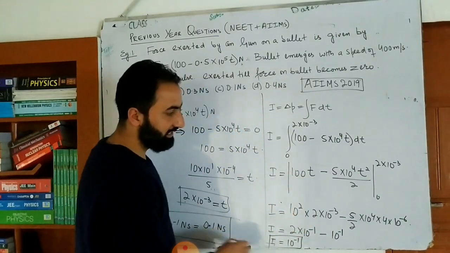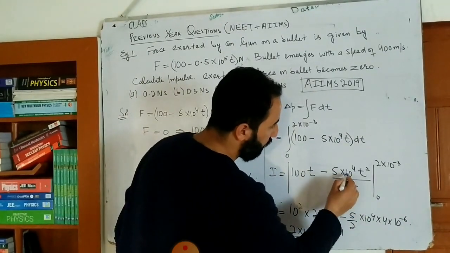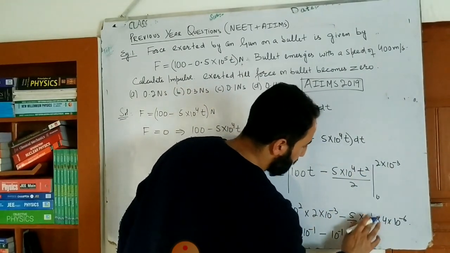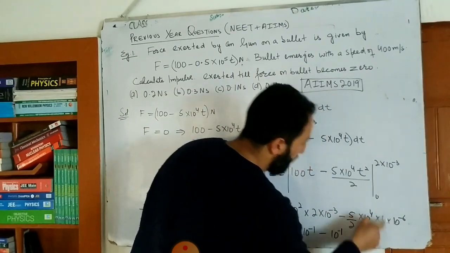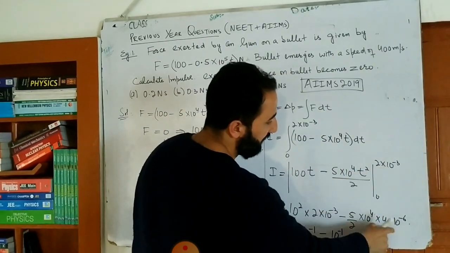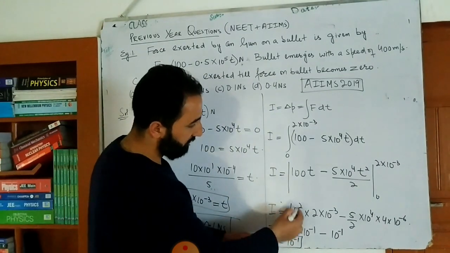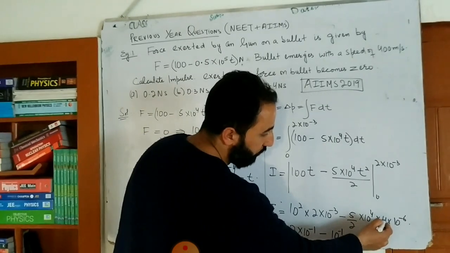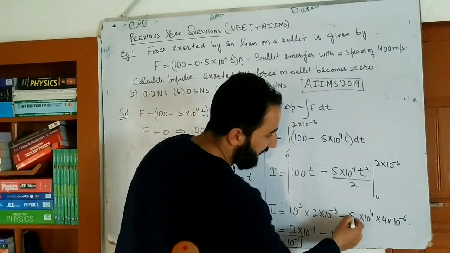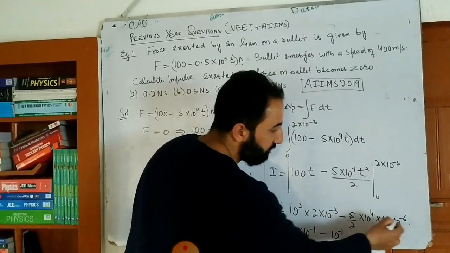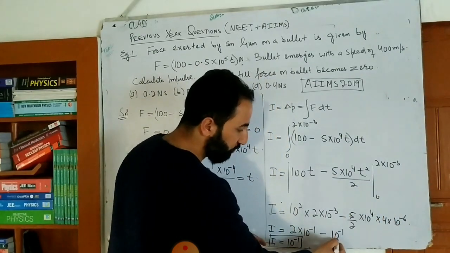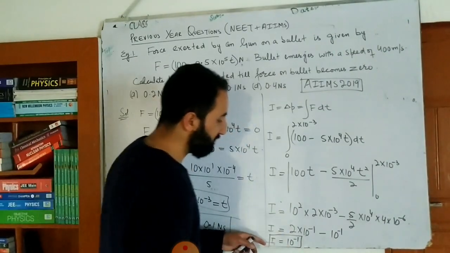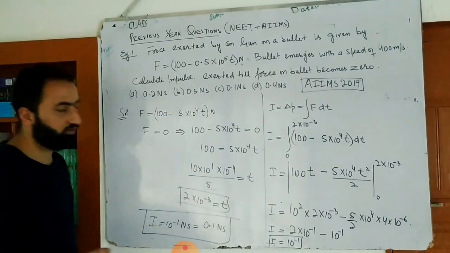and this t is here 2 into 10 to the power minus 3, minus 5 by 2 into 10 to the power 4, and this will be 2 square is 4, 10 to the power minus 6. Then try to solve it: this will become 2 into 10 to the power minus 1 minus this: 2 ones are 2, 2 twos are 4, 5 twos are 10. So 10 into 10 to the power 4 is 10 to the power 5, 10 to the power 5 into 10 to the power minus 6 will be 10 to the power minus 1. So 2 multiplied by 10 to the power minus 1 minus 1 times 10 to the power minus 1 will be 1 times 10 to the power minus 1, that's simply equal to 0.1.